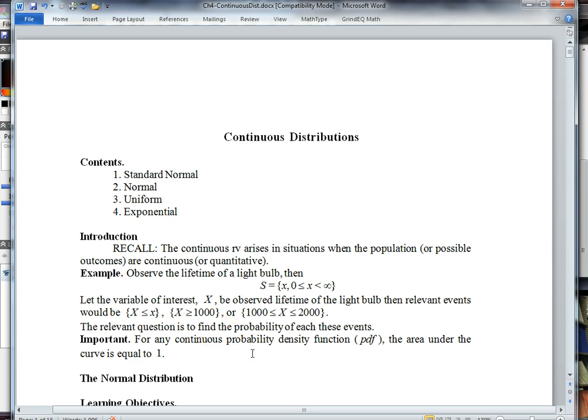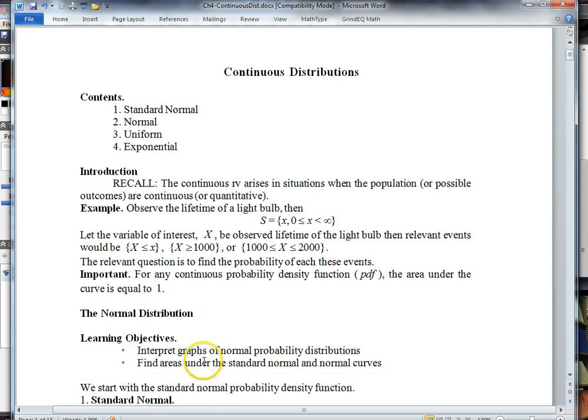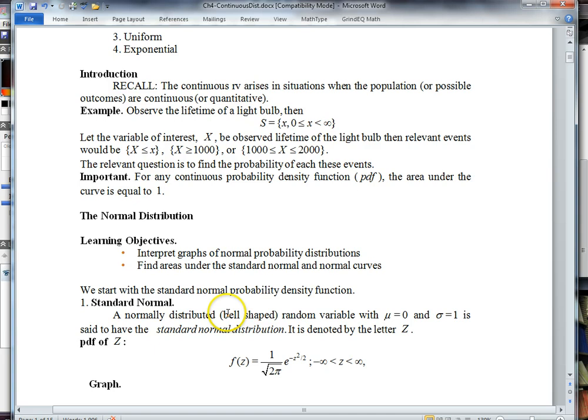So if you have a continuous probability density function, then the area under the curve would be 1. I'm going to start with the normal distribution, and in this case we're going to talk about the normal shape, and how do we find areas under the normal curve. Right? I'm going to start with the standard normal. Standard normal is a bell curve where the mean is at 0 and the standard deviation is at 1.